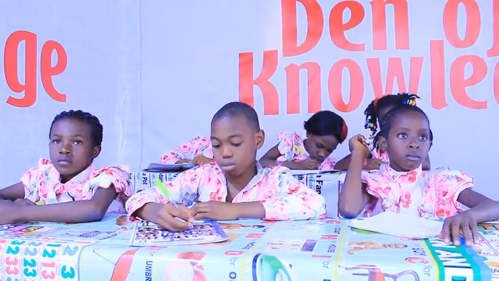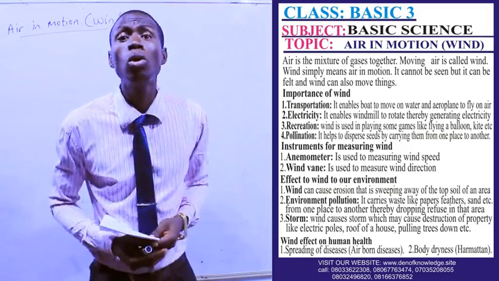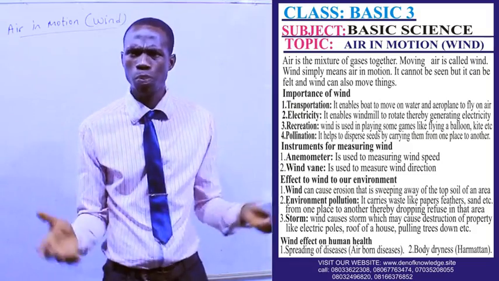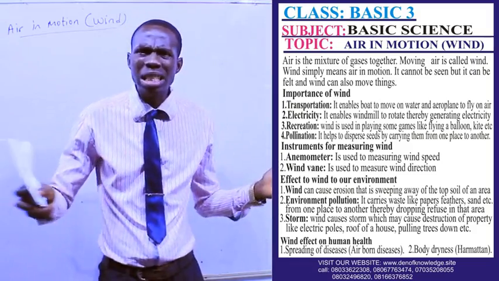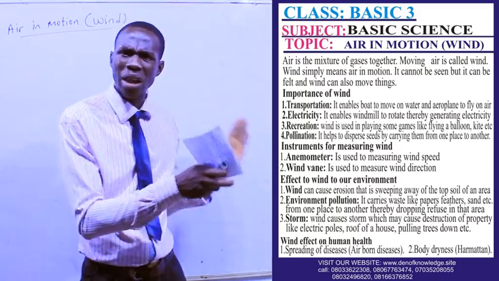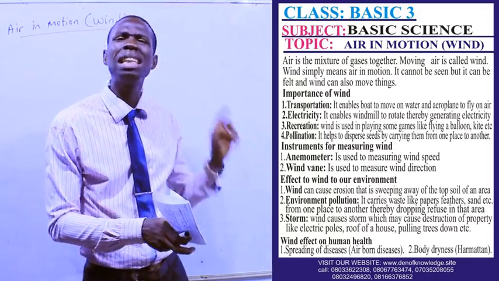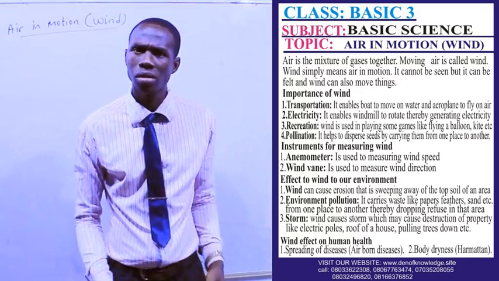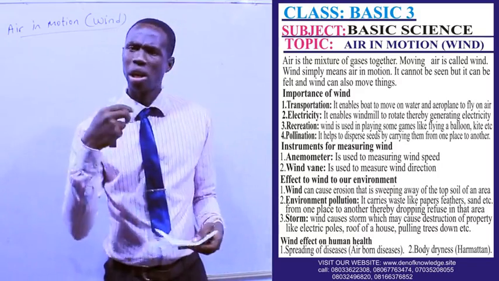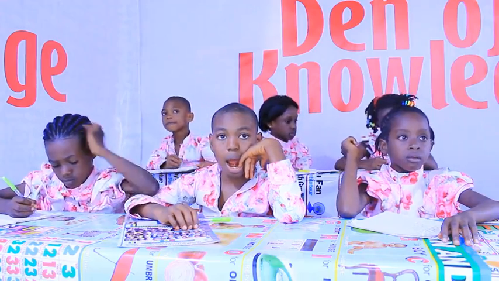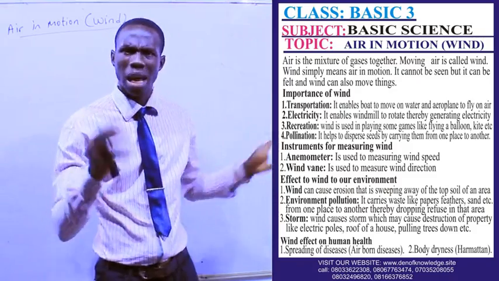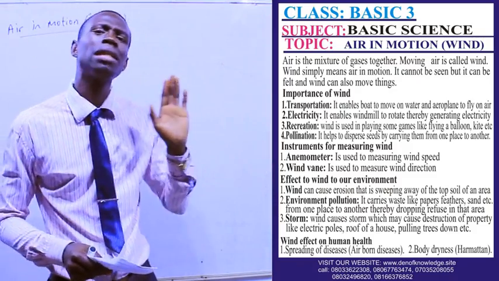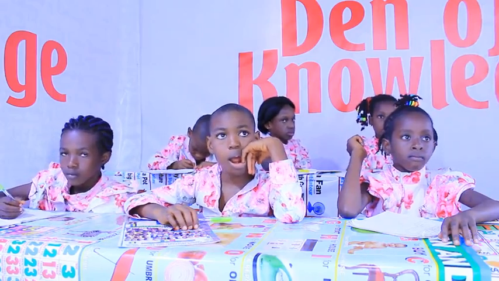Now, another one is environmental pollution. Wind can carry particles and waste products and put them in one particular area, thereby polluting that area. It can carry something like pepper, dust, clothes, and many other things as it blows and take them to an environment. And once it enters one area, that area will be polluted.